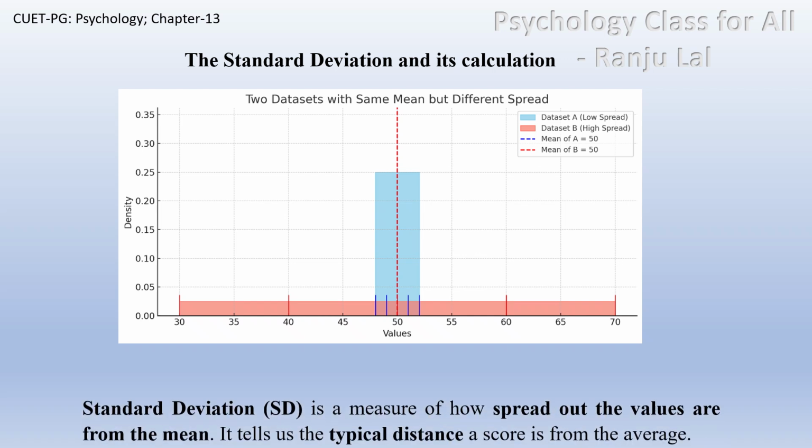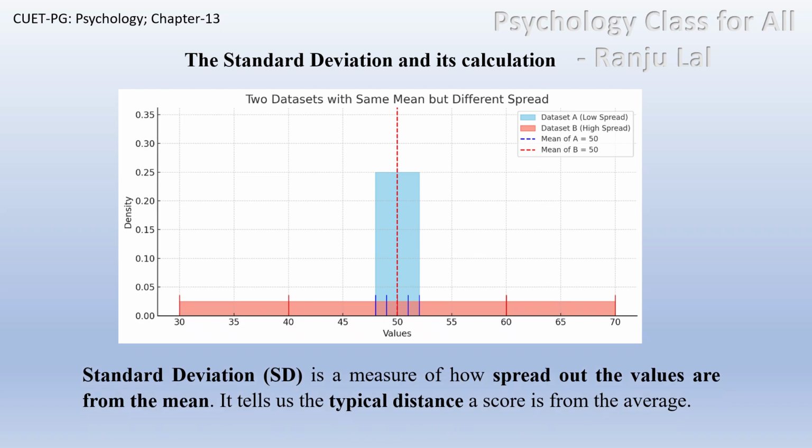So standard deviation is a measure of how spread out the values are from the mean. It tells us the typical distance a score has from the average.